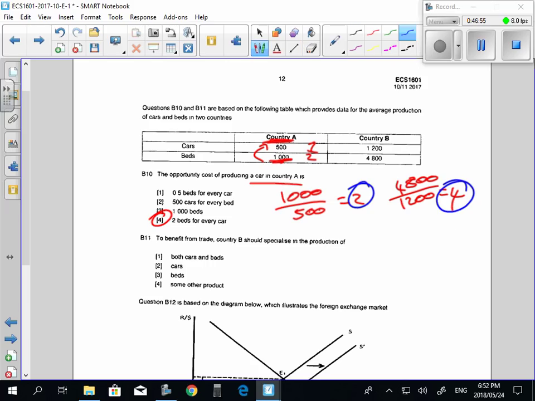Now, what this means is that when country B decides to produce one car, they need to give up 4 beds. Whereas what we said in country A, when country A was to produce one car, they only needed to give up 2 beds. So country A is more efficient at producing cars, and therefore country B is more efficient at producing beds. Why? Because when country B decides to produce one bed, they only have to give up 1/4 of a car. Whereas country A needs to give up half.